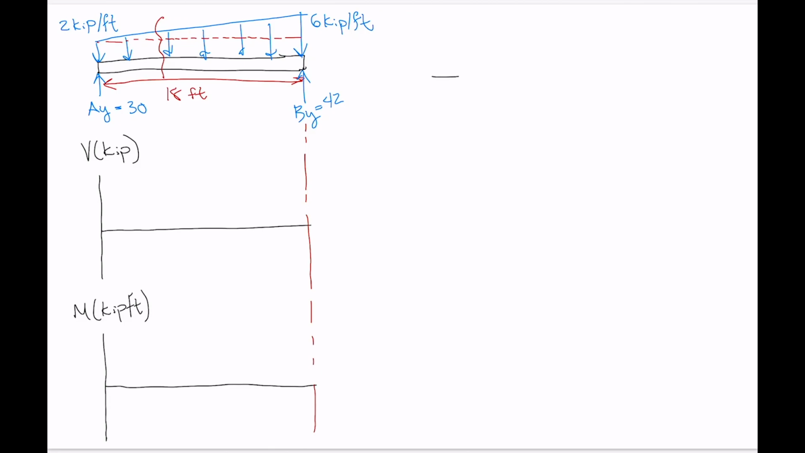So let's draw what the beam looks like here with its section cut. Okay, and then what do we have for loads on that little section? We've got 30 kip there, and this has a value of 2, and then it increases linearly to some value where we've got cut off there. So at this end we've got 2 kip per foot, and at this end we've just got some height, let's say h there.